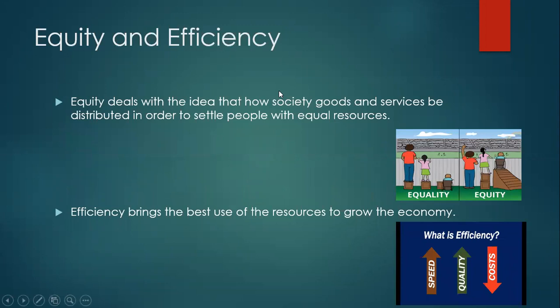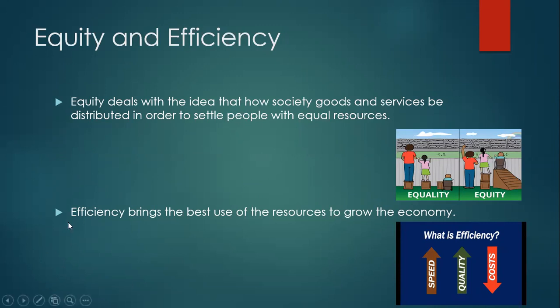So, equity and efficiency. What is equity? Equity deals with the idea of how society's goods and services should be distributed in order to make people equal, to give a fair deal and settle people with equal resources. This is called equity, and equity leads to stability in a market.